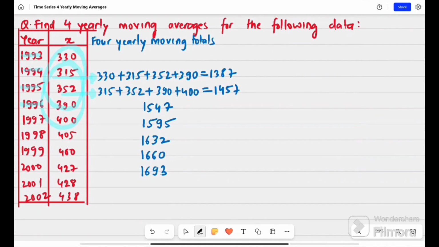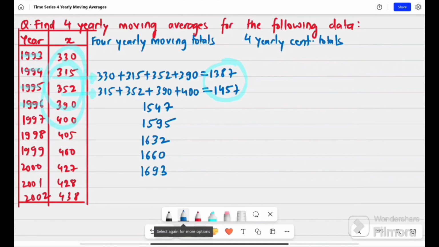Now moving on, next we are going to find out 4 yearly central totals. To find out the 4 yearly central totals, what we are going to do is take 2 consecutive 4 yearly moving totals and add them and write the value exactly in the middle. We have 1387 plus 1457. That should be the first of the 4 yearly central totals.